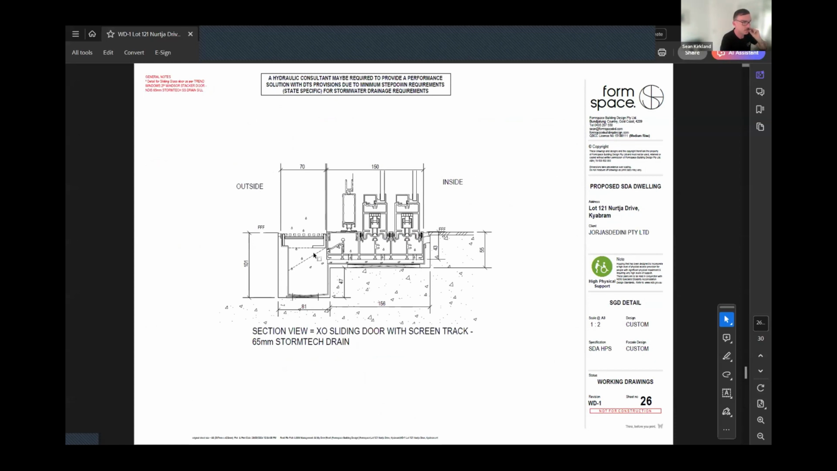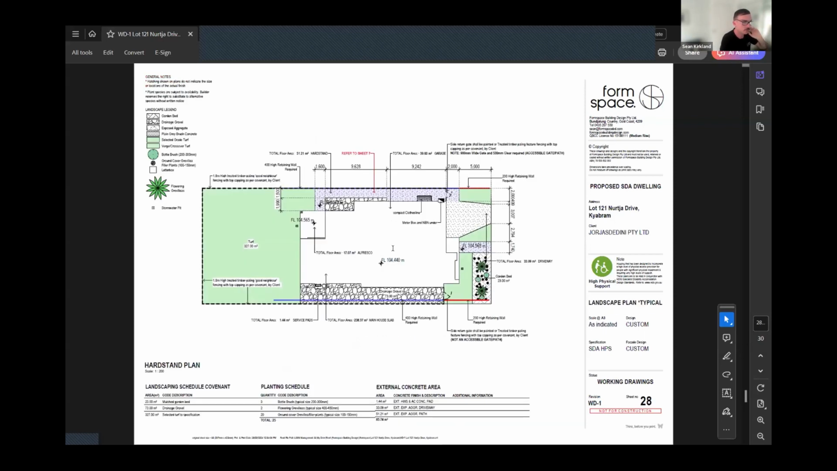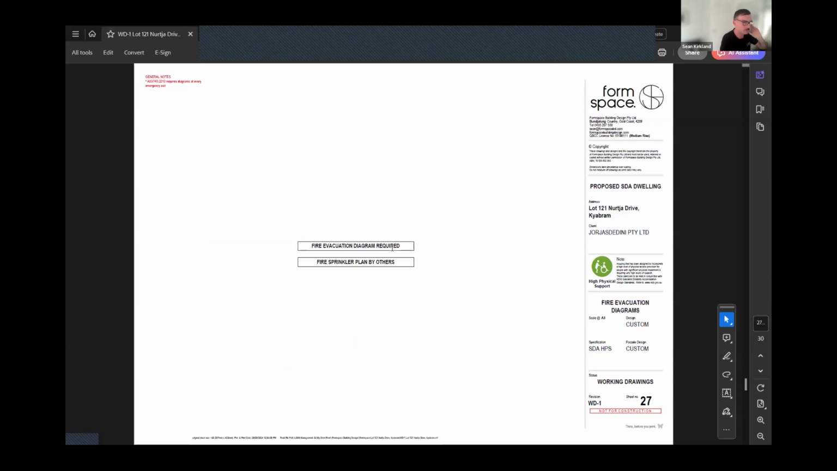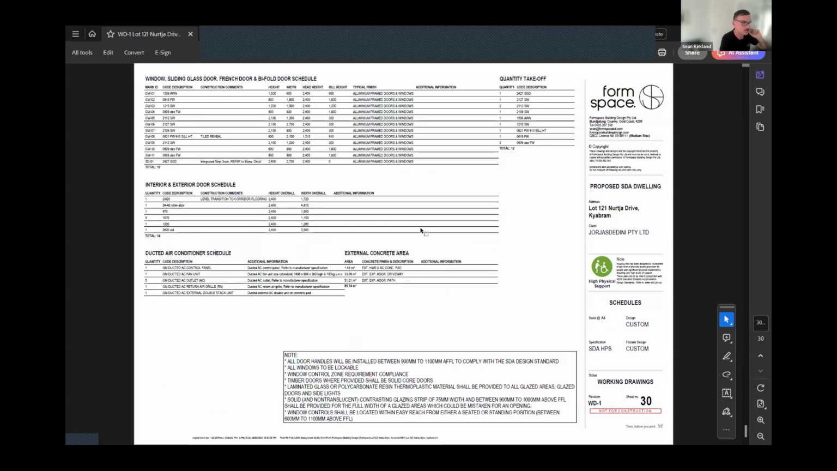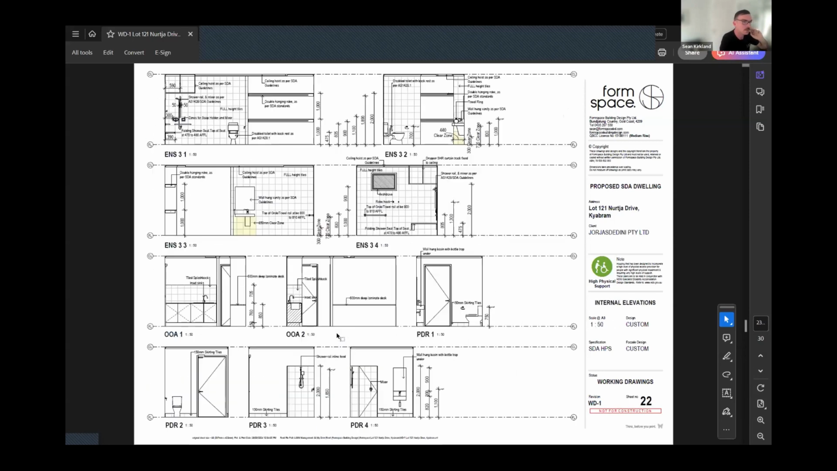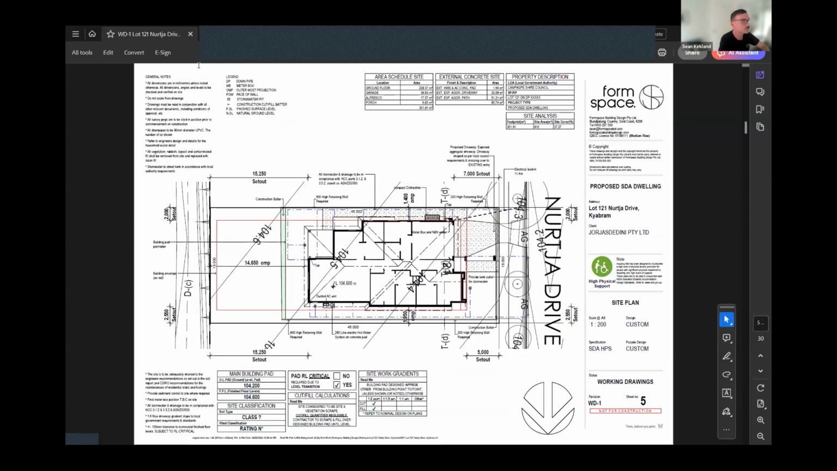sectional detail for drains, so performance solution requirements, and then eventually fire evacuation diagrams, fire sprinkler designs, landscaping plans showing finished floor levels, plant selections, concrete hardstand set-outs with slip resistance, accessibility requirements, typical construction detailing schedule with notes pertinent to that specific design. So this is just one example of, I guess, a group home model.